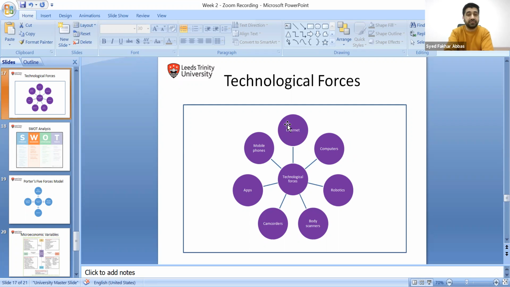So the internet is also a factor. Just because of the internet, every company is acting like a global village. Because of this factor, they have reduced their time, their cost, et cetera. So these are the major benefits of the internet and other technologies. All these technological forces affect the organization or business environment.